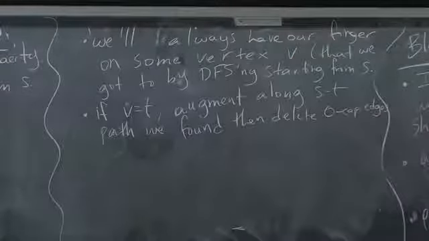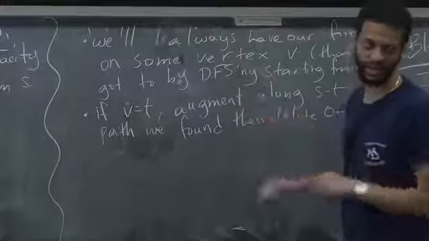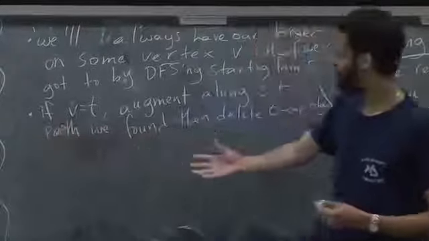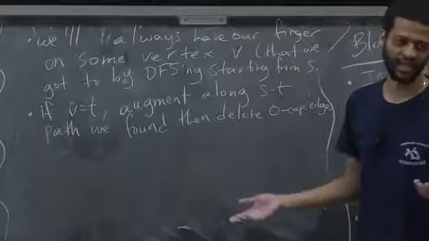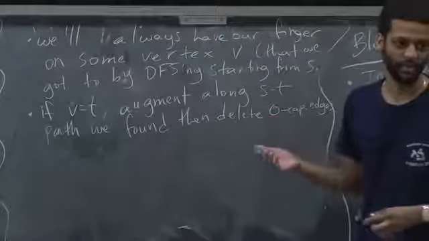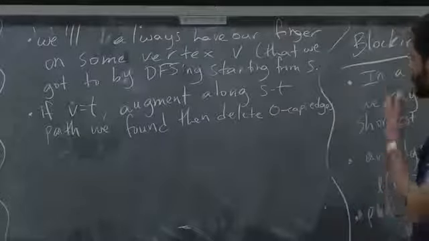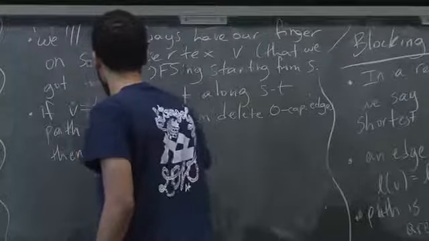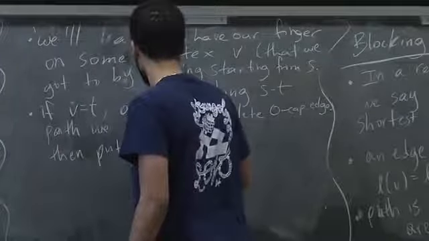Okay, so I'm going to describe the algorithm in the general capacity case. Of course, if we're in the unit capacity case, then after augmentation, all of those edges have zero capacity now, so we would just delete all of them. Okay, so if V equals T, augment along the ST path we found, then we put our finger back on S.